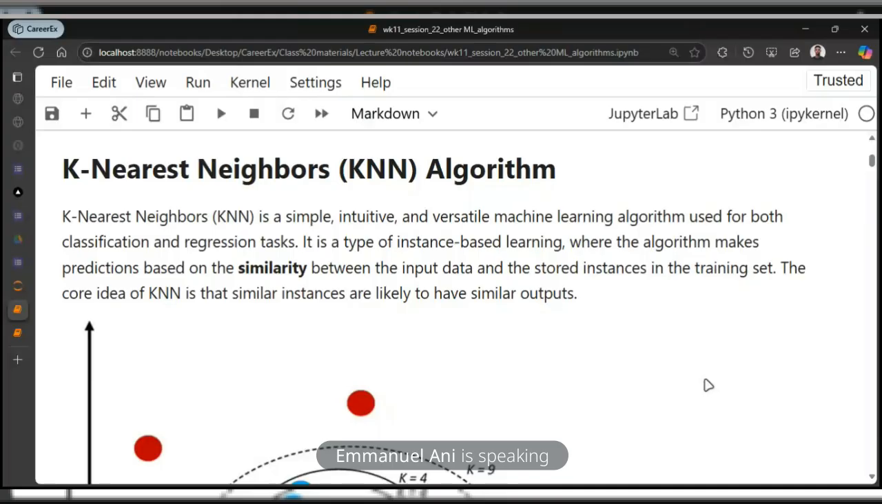So KNN is a simple, intuitive, and versatile machine learning algorithm. So when you bring all the algorithms and lay them side by side, or put them up there in a list, KNN should come up as the simplest algorithm, right? And there are some things I'm going to talk about KNN that would show you that this algorithm kind of differs from other algorithms.